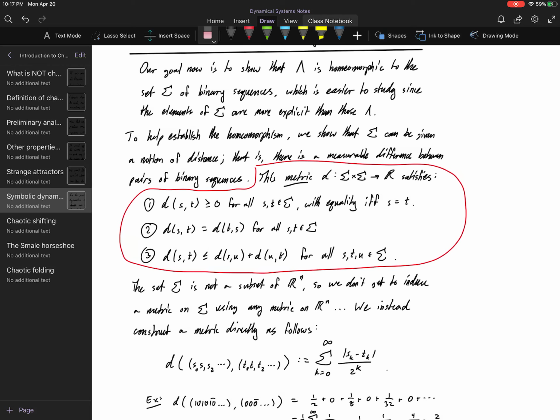The only way that we're going to get a distance of 0 is if I'm measuring from one point to itself. Second, measuring from where I am to where Paris is should be the same as if Paris measures where they are compared to where I am. So I should get the same distance measuring from S to T as I get from measuring from T to S, and that'll be for everything sitting inside this set of sequences.